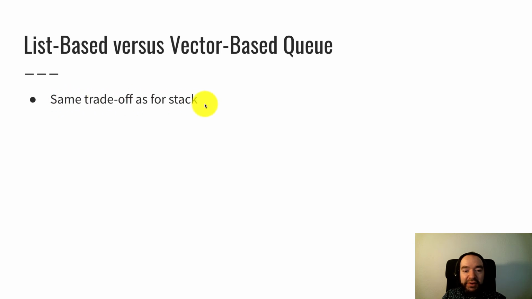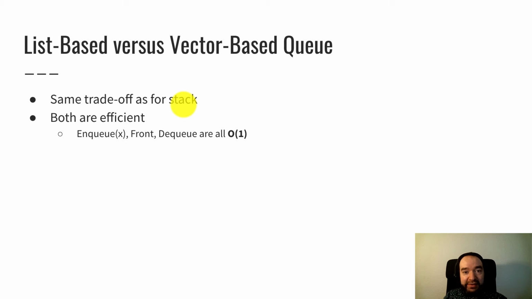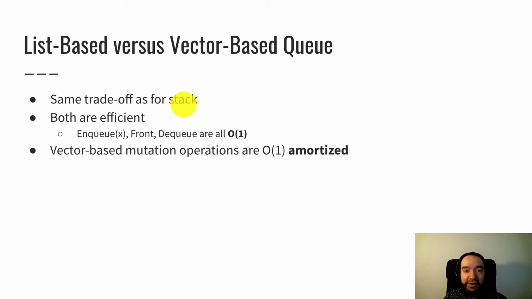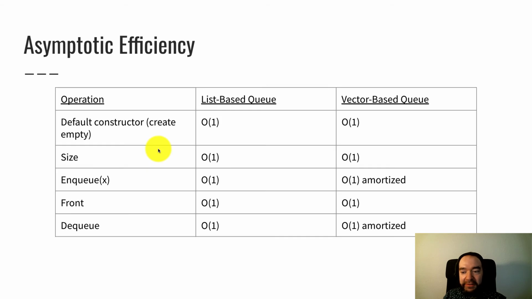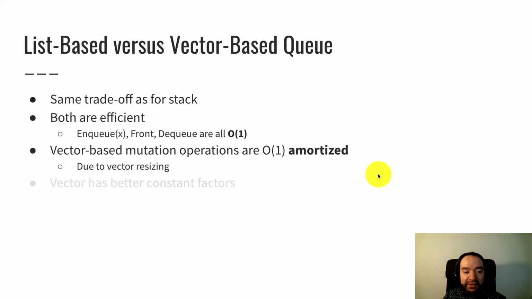So let's see how these two compare to each other. We've got the same trade-off that we had for the stack alternatives last week. Both the linked list based queue and the vector based queue are efficient. All of these operations are constant time. Big O of 1 is the fastest possible asymptotic efficiency. So they're both fast. They're both good. The vector based mutation operations are constant amortized time. Mutation means changing something. So in this chart, the only negative I can see for vector-based queue is that when you add or remove an element, it's constant amortized time, and we have to say that because there's the possibility of resizing. And that can be a negative in some applications.